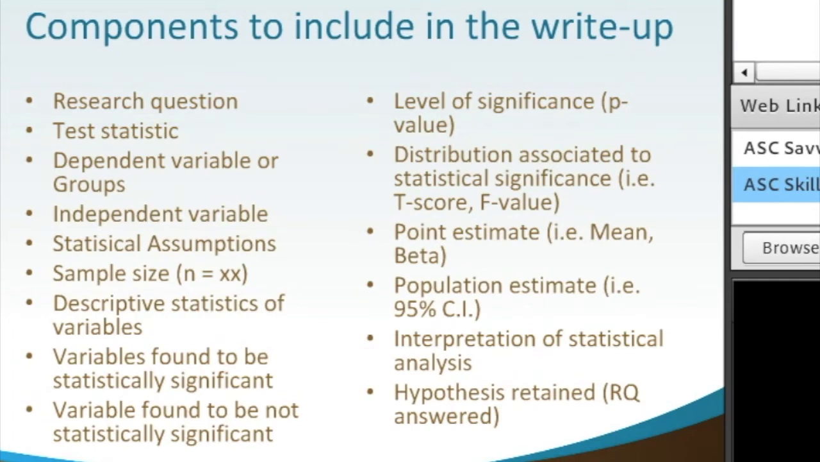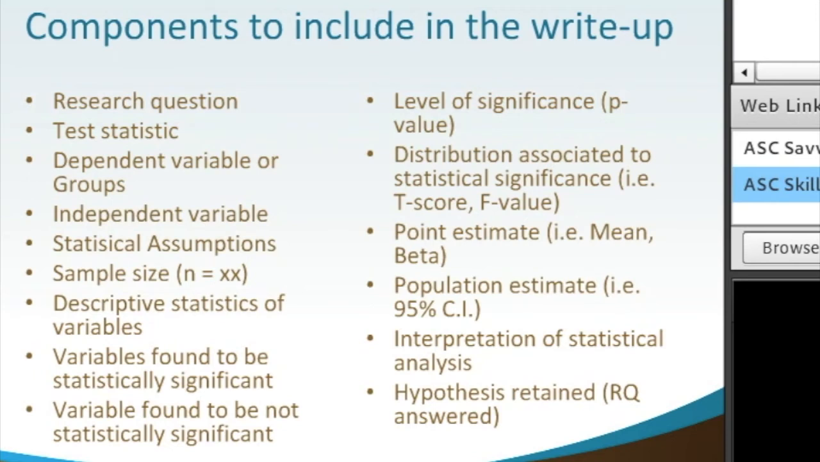That distribution is how SPSS actually calculates out the p-value. So in place of just saying the p-value equals this, you put in the actual distribution associated to it, if it's a t-score or an f-score or an f-value, and then you list in the p-value. And we'll see that in one of the examples.